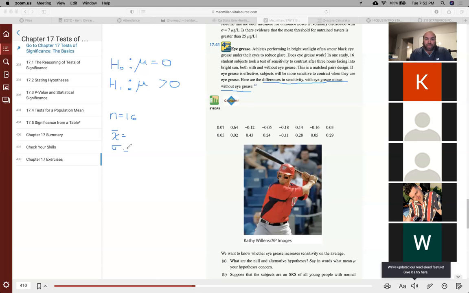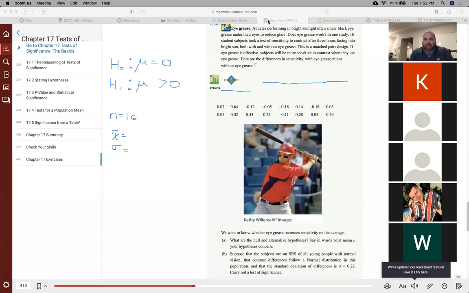It's important to know what your sigma is. Can't do much without sigma. So let's see if they give it to us. Oh, they do. Look at that. How exciting. Sigma is 0.22. Without that, can't do much. And it's normal. Need that. It's an SRS. Need that. What was our X bar? Someone had written that a few minutes ago. What was X bar?